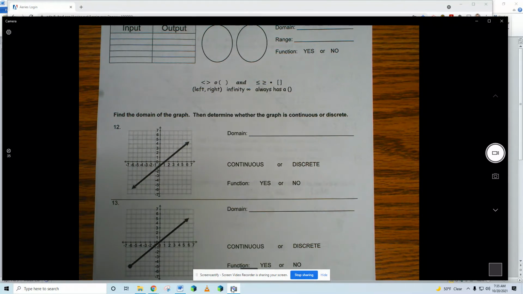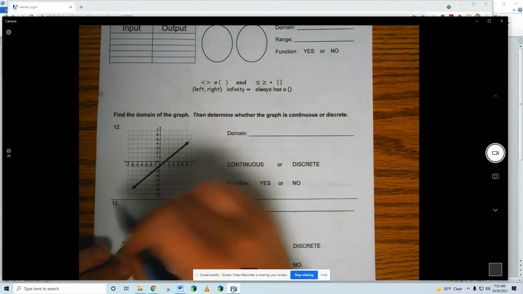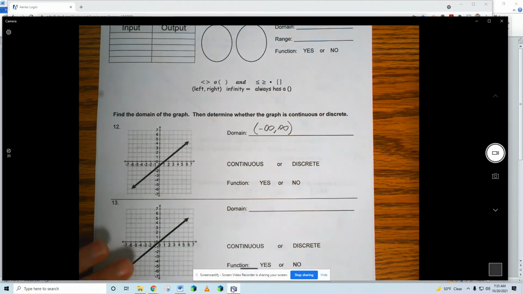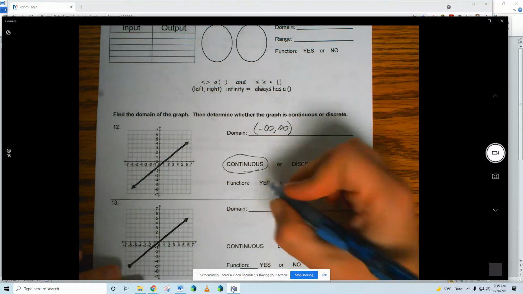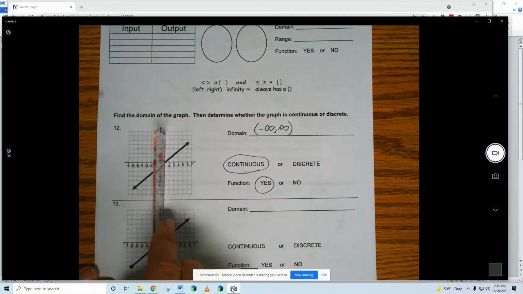The domain. We did this earlier. All real numbers. I say negative infinity to positive infinity. It's continuous because it's a line. It's not just dots. And it is a function because it passes the vertical line test and my x's never repeat.